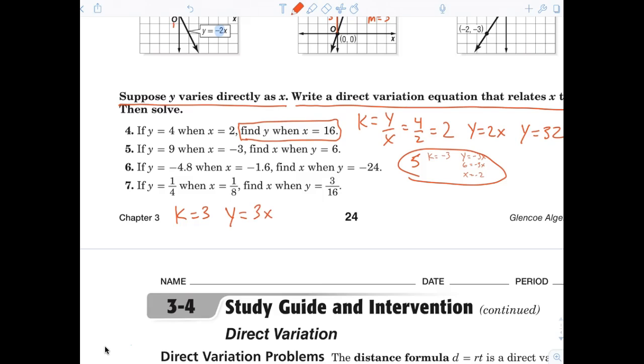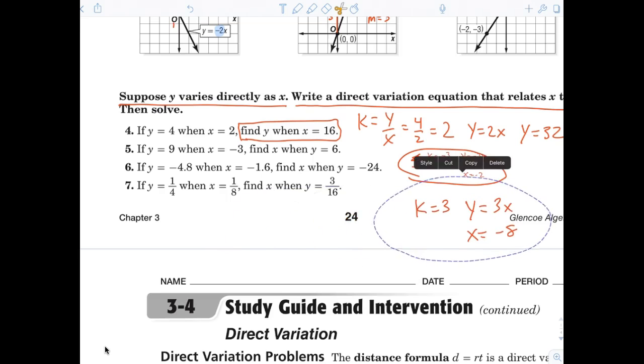And if y is equal to 3x, you're supposed to find x when y is negative 24. And so if y is negative 24, then x had to have been? All right, we are amazing. All right, that is question number 6.